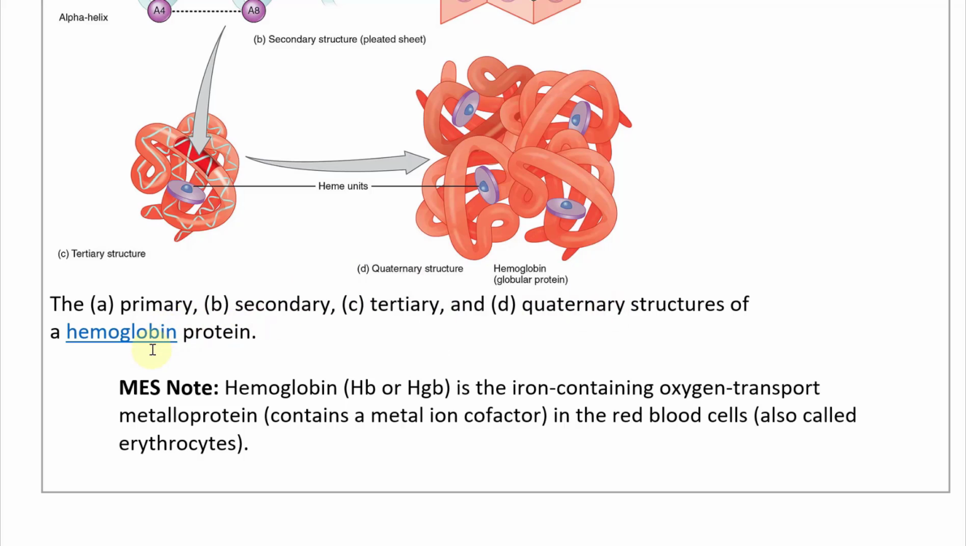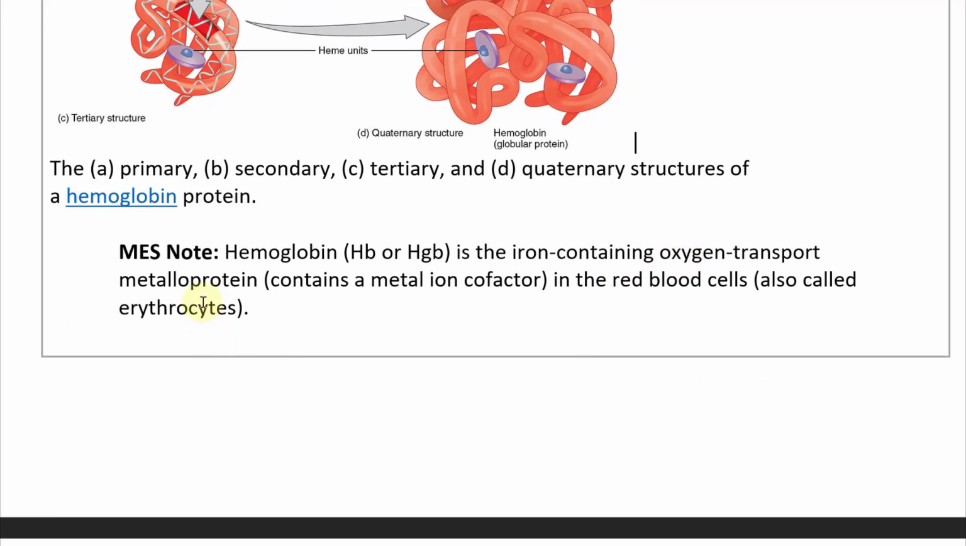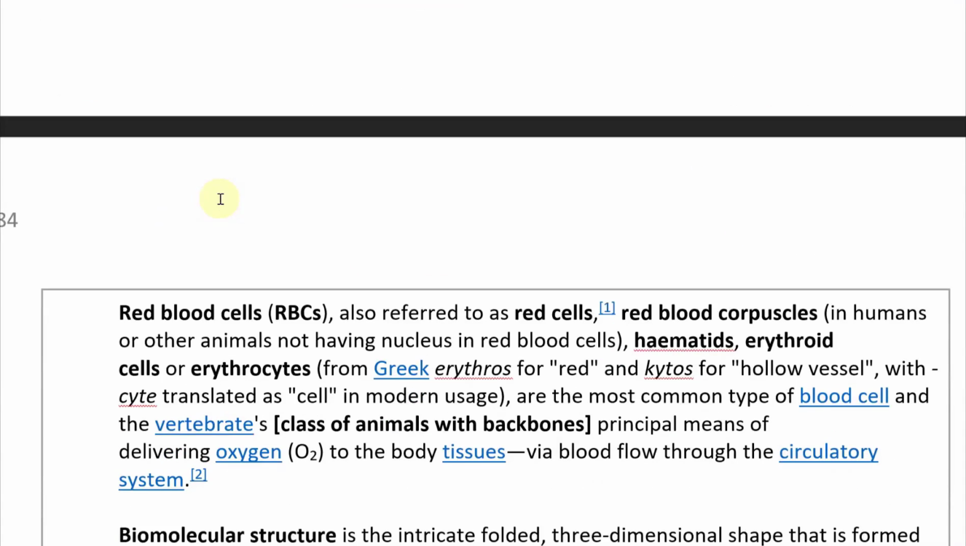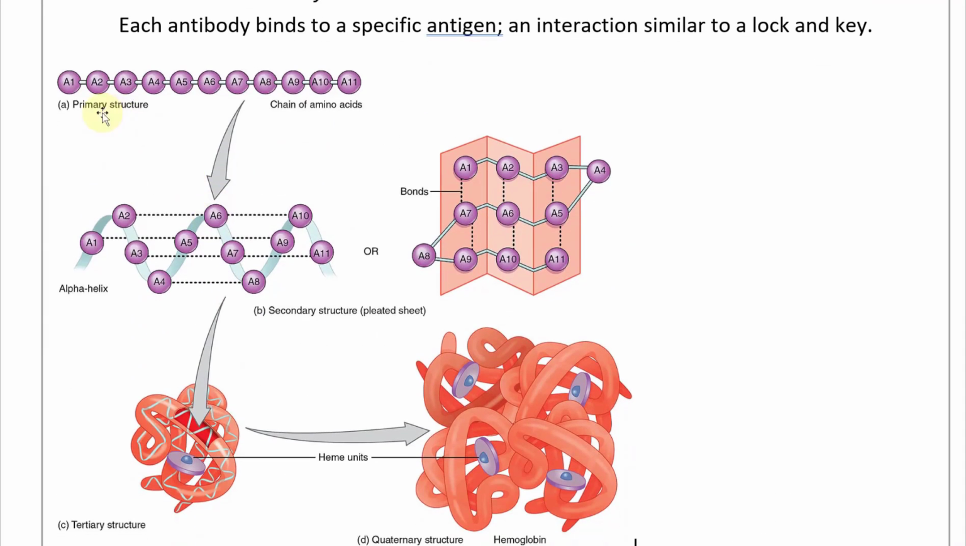Structures of a hemoglobin protein. Hemoglobin, or Hb or HGB, is the iron-containing oxygen transport metalloprotein, which contains a metal ion cofactor in the red blood cells, also called erythrocytes. So yes, we'll get to that in a bit. So here are the different structures. Here's the primary structure, just a chain of amino acids.